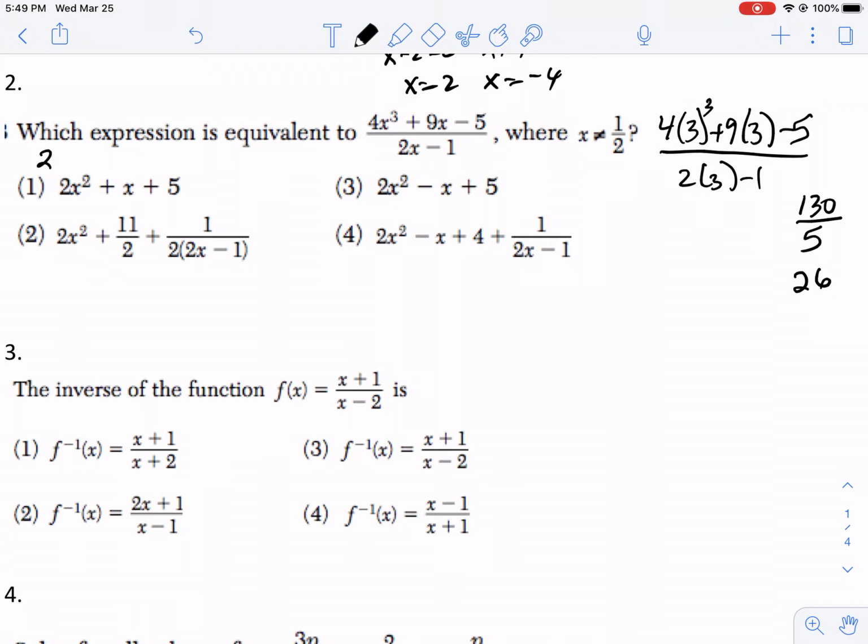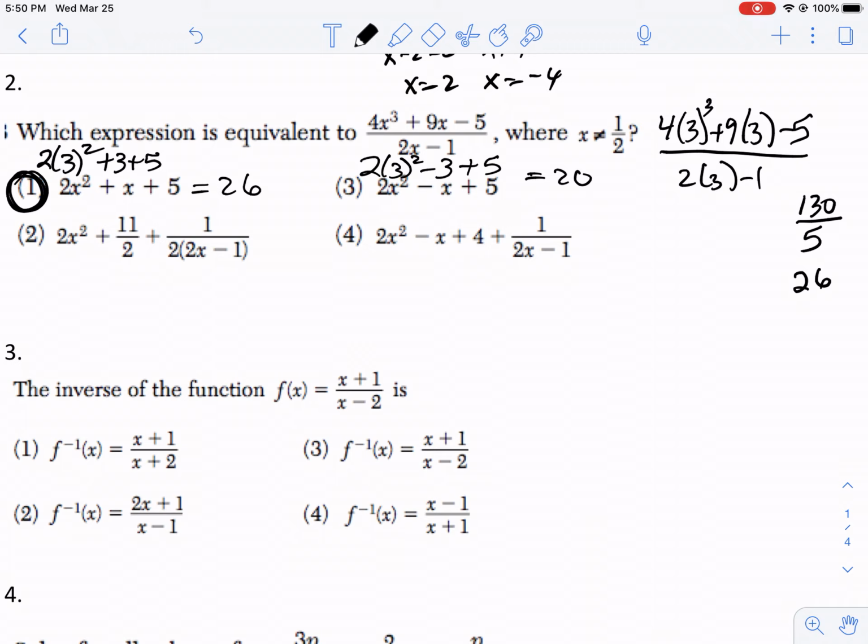So for choice 1, it's going to be 2 times 3 squared plus 3 plus 5, and I'm going to type that into my calculator. 2 times 3 squared plus 3 plus 5, and I get a 26. That means choice number 1 is my answer. If I were to do that for, say, choice number 3, 2 times 3 squared minus 3 plus 5, that's going to give me a 20. So I didn't get the same 26, and therefore that won't be an answer.